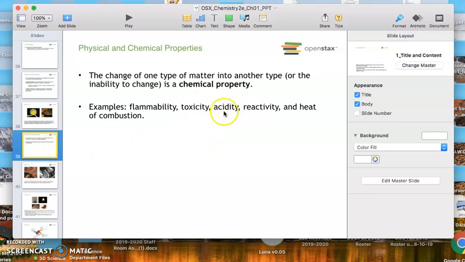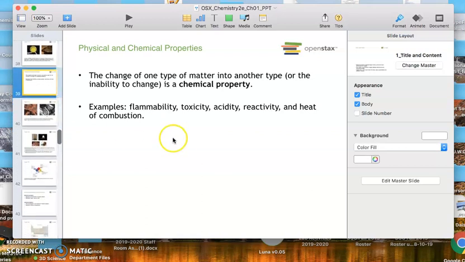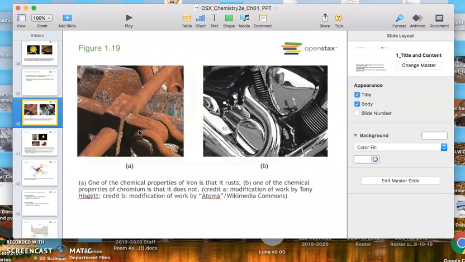A lot of times you will find chemical property information on a Material Safety Data Sheet, or MSDS. And that information is given to you because you have to know if a substance is toxic, if you're working with that substance, if it's flammable, etc.